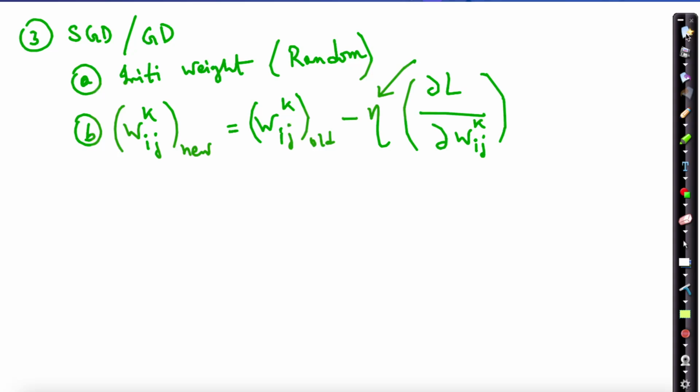What is the next step? The next step is the updation, or how to find the derivatives. That is my step C: perform updates till convergence. It is as simple as that. Convergence means till the weights do not change much. So let's update. How to do it?